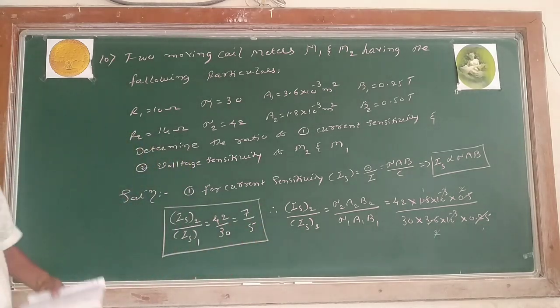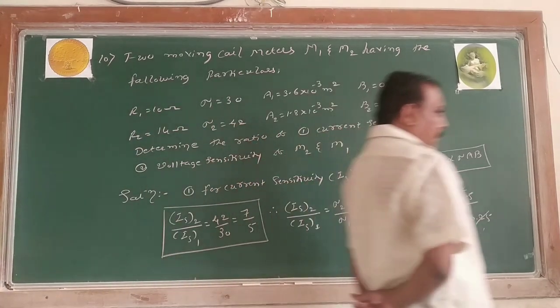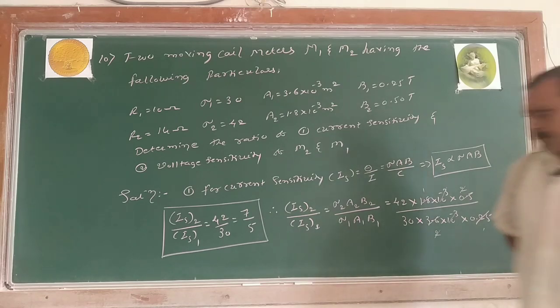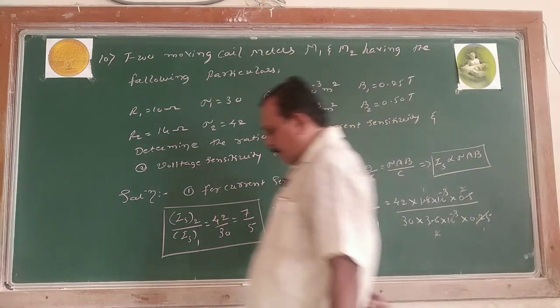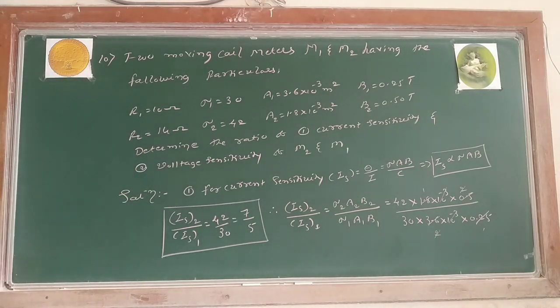Check once completely. You can also write it as 1.4. 7/5 is nothing but 5 1s are 5, 2 left, 5 4s are 20, so 1.4 also we can write. Is it clear? Yes. That is the ratio of current sensitivity for second meter to first meter.